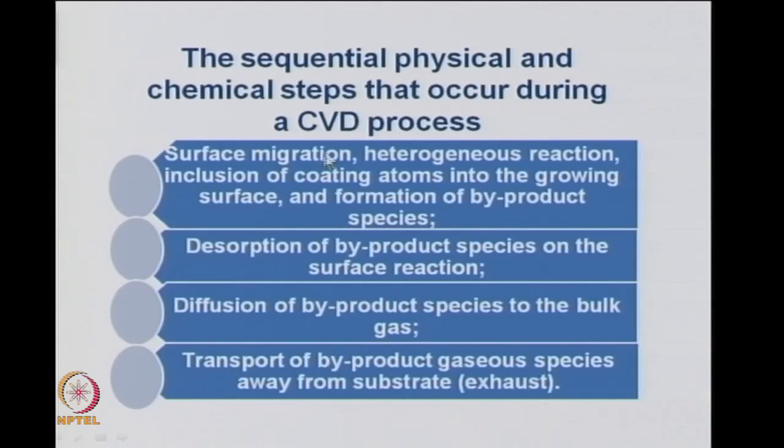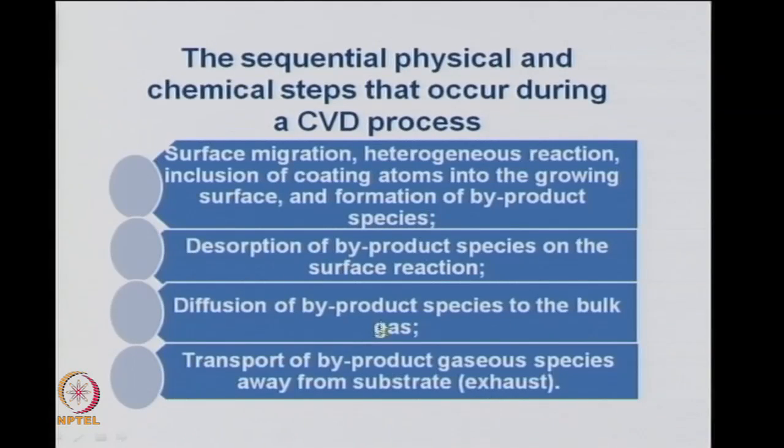After that, you may have surface migration. That means, the clusters or monomers or oligomers which are coming on to the substrate migrate on the surface of the substrate. They may undergo heterogeneous reaction. They may have inclusion of coating atoms into the growing surface, and it may also form byproduct species. These byproduct species are then desorbed from the surface, and then diffusion of the byproduct species to the bulk gas, and transport of the byproduct gaseous species away from the substrate through an exhaust.